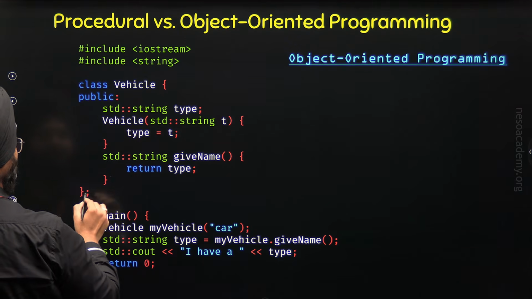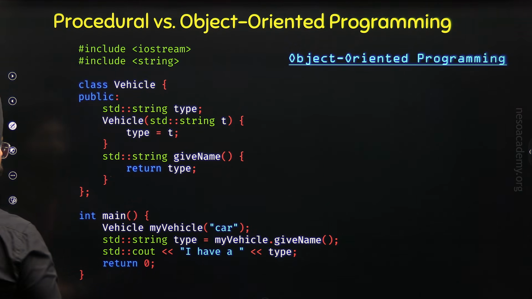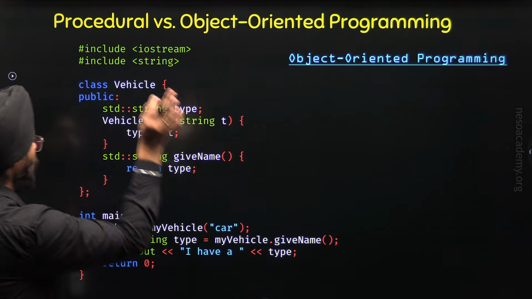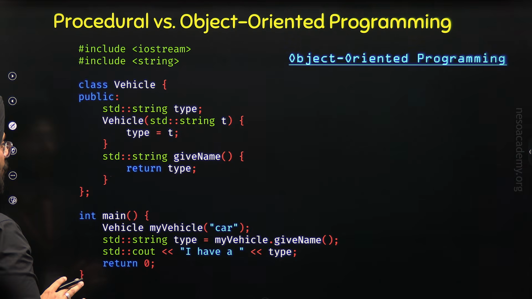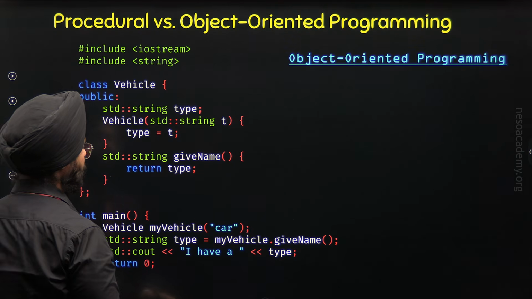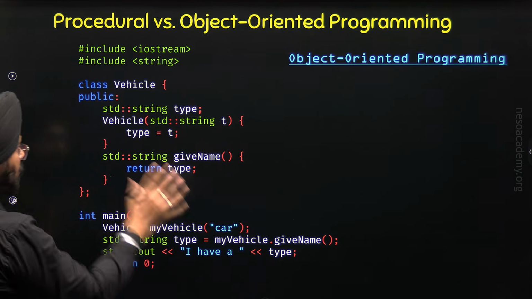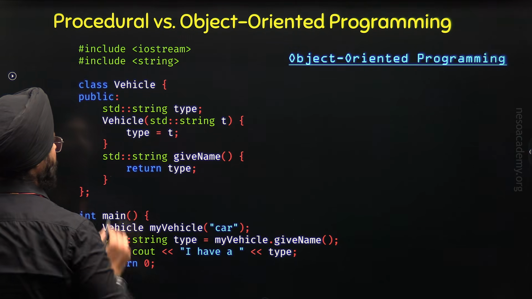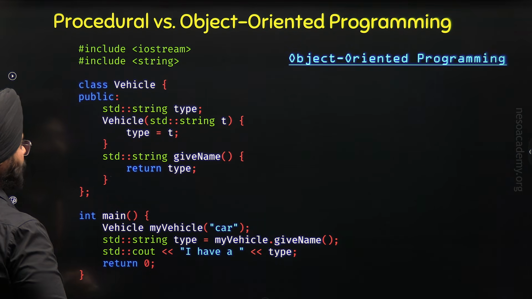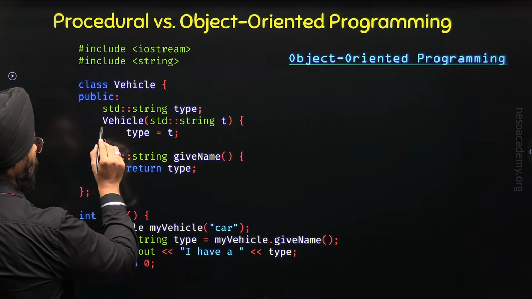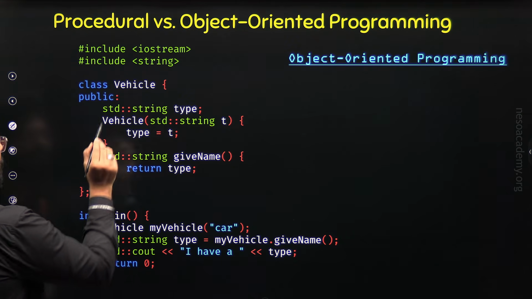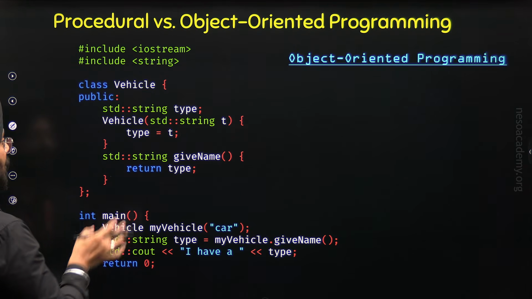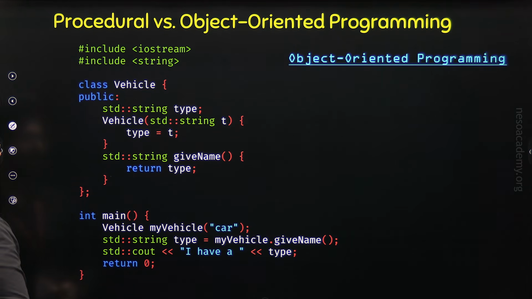In this class, I have specified the public keyword. The meaning of this public keyword is that whatever code we write after this public keyword is publicly available. This means it is available to all the functions of this program. Here I have defined this variable type of type string, and here is the constructor called vehicle. This is a special kind of function in a class which gets executed when we create the object of the class.